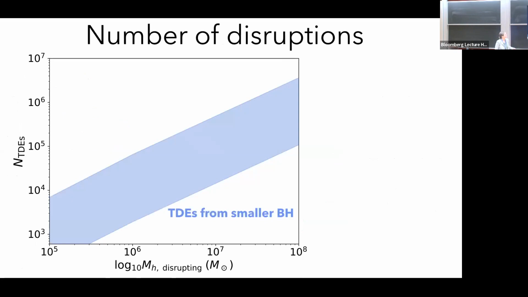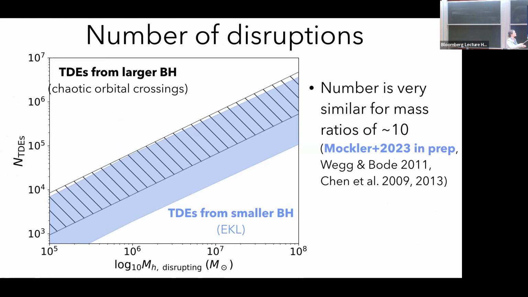And then one other thing I just wanted to note is if you look at the total number of TDEs versus black hole mass, this is dependent on your approximations for the stellar nuclear cluster. This is from the smaller black hole. And this is from mostly chaotic orbital crossings from the larger black hole. And so there's more uncertainty here. As we vary our parameters, we get less, but they're only a factor of a few less at our lower limits. And it's pretty comparable at our higher limits. And so we do expect, it's not like we're just seeing stars from the larger mass black hole, we expect to see them from both.